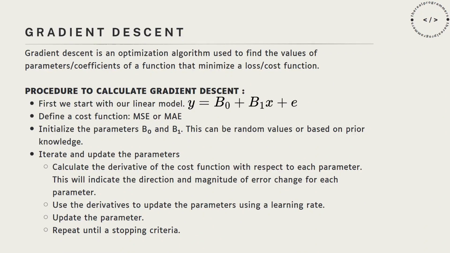Then we repeat step number 3 until a stopping criterion is met, such as reaching a maximum number of iterations, or achieving a minimum cost value, or when we see little change in the cost function. Then we interpret the results. The final values of b0 and b1 represent the estimated intercept and slope of the best fit line for the data. We then analyze the final cost value to understand how well the model fits the data.